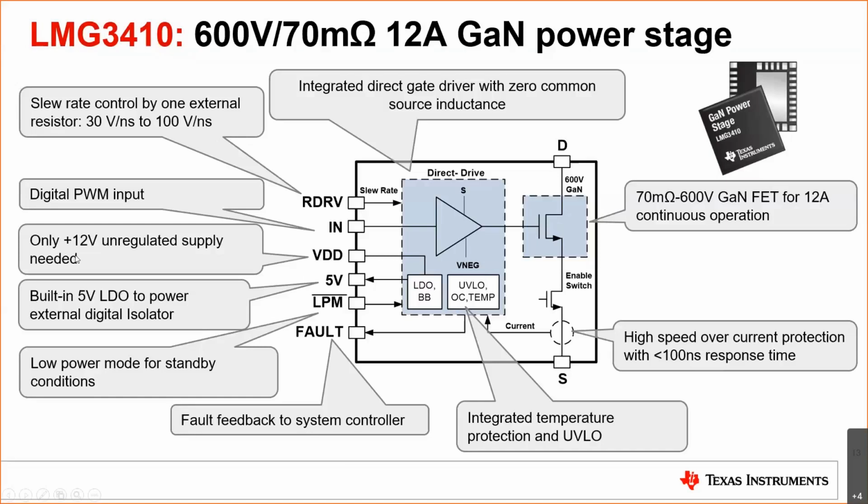Our device also works with an unregulated 12-volt power supply and has integrated an LDO and a buck boost stage for all the different voltage rails that we need to operate this device. You will also see a 5-volt output to get a couple of milliamps in case you need to power external circuitry, the digital isolators, for example, that might come in handy. And then on top, we also integrate a couple of protection and monitoring functionalities. So typical temperature protection, undervoltage lockout, but also a high-speed overcurrent protection.